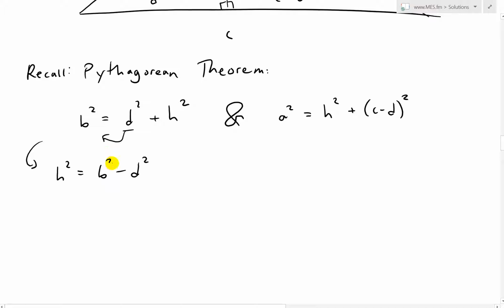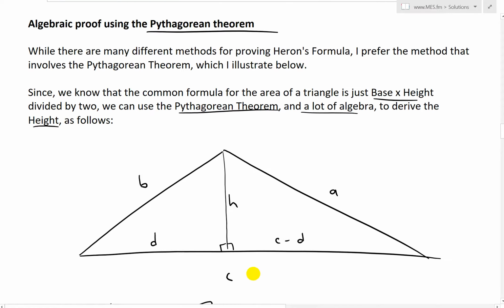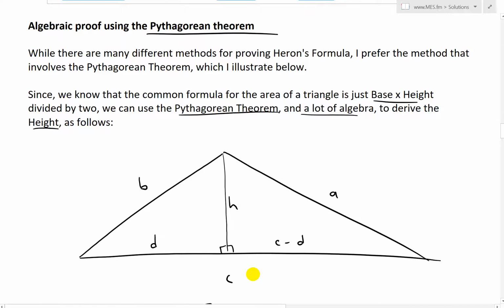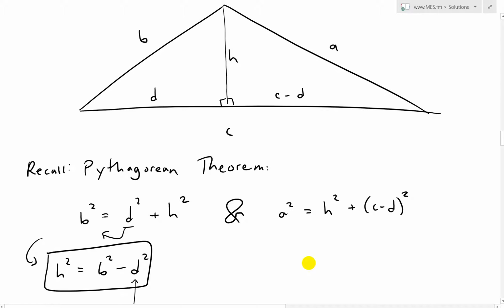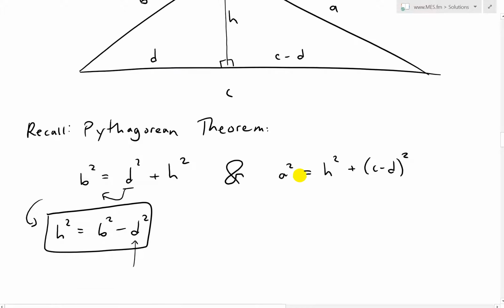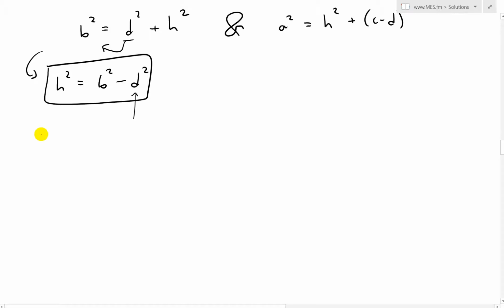So in other words, we have a formula for H, and we know that the area is just equal to base times height divided by 2. So we just need to solve for this D right here. B is just the length of one of the sides that we are given, and that's just over there. So we want to solve what D is. So we need to solve this. So let's write that down.